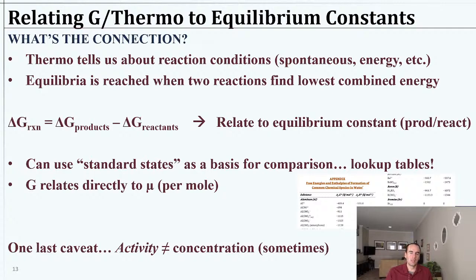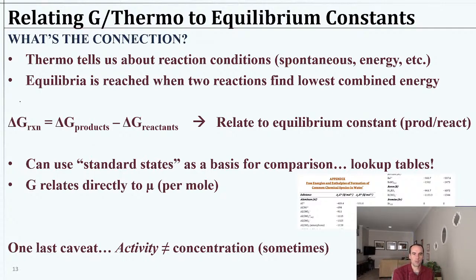Okay, so let's try to connect this then to equilibrium constants. Well, thermodynamics tells us about reaction conditions. Is it spontaneous? How much energy is there? What's the deal with all of that? What kind of states are involved with entropy? And we know that equilibrium is reached when two reactions find that lowest combined energy. So we can define the delta G for a reaction as the delta G for the products minus the delta G for the reactants. This is how we relate the G, the thermodynamic stuff, to the equilibrium.